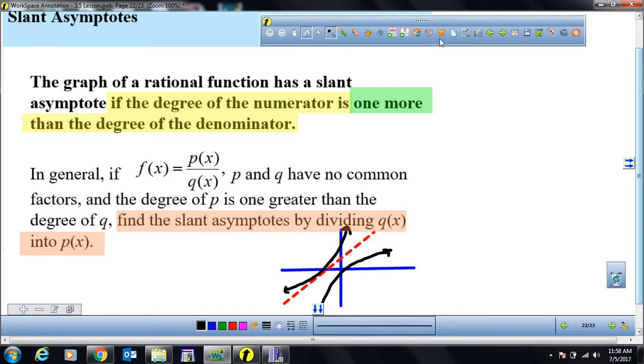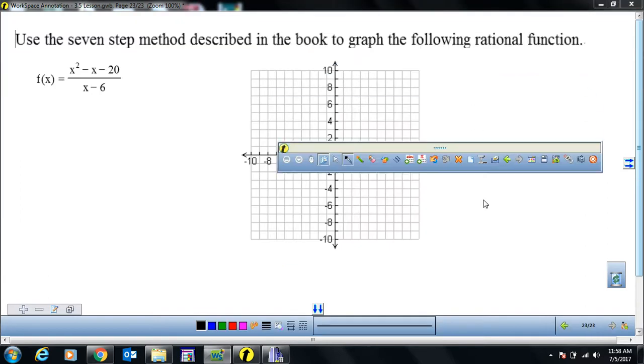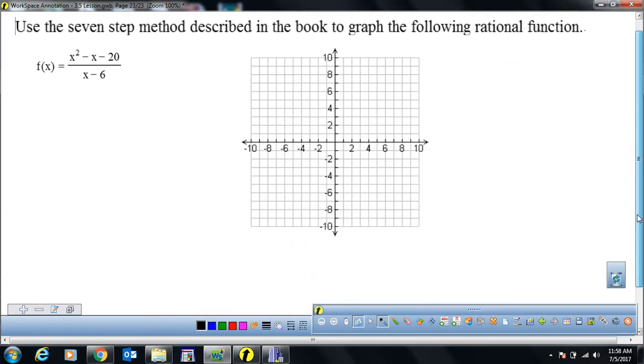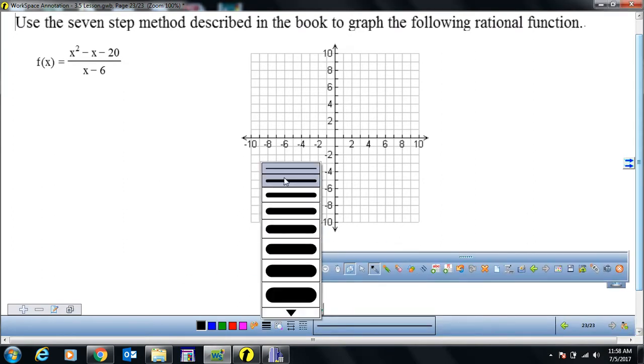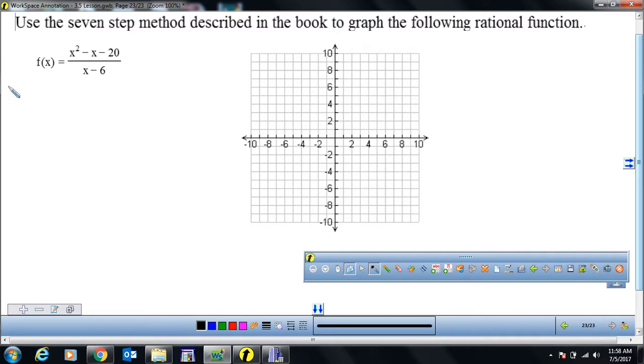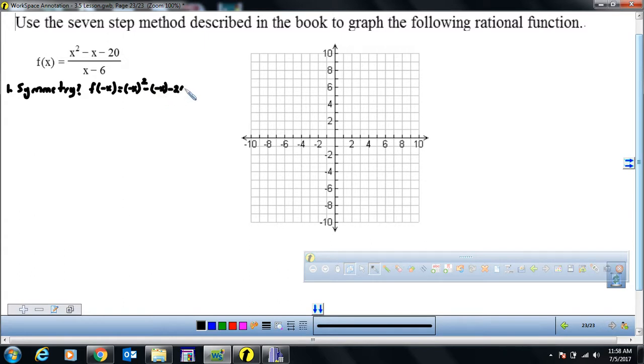So, my last question for this section is going to be this one. We're going to use the 7-step method described in the book to sketch the graph of this rational function. Number 1. First thing is we need to find out if there is any type of symmetry. To determine if there's any type of symmetry, we need to replace every x with a negative x. So that's what we need to do right here.